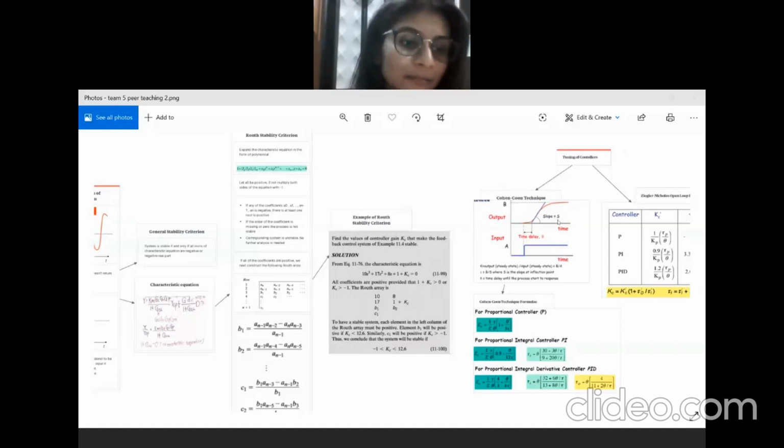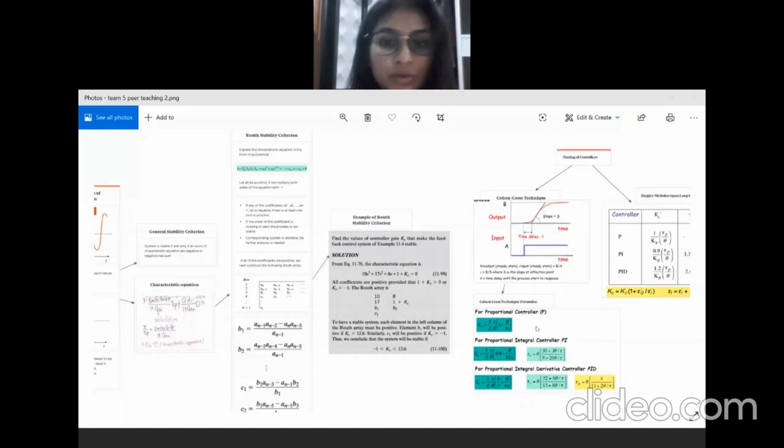Tau is the time difference between the intersection at the end of the time delay, which is here, and the process variable reaching 63% of its total change, which is B in this case. Therefore, the tau would be this part of the graph. And for K, which is the constant, we can calculate it by B over A, which is output over input at steady state.